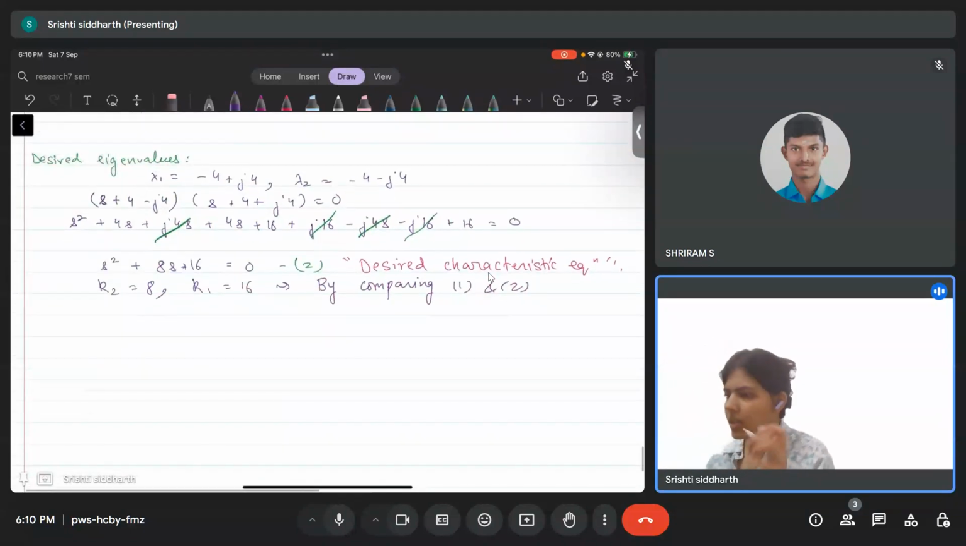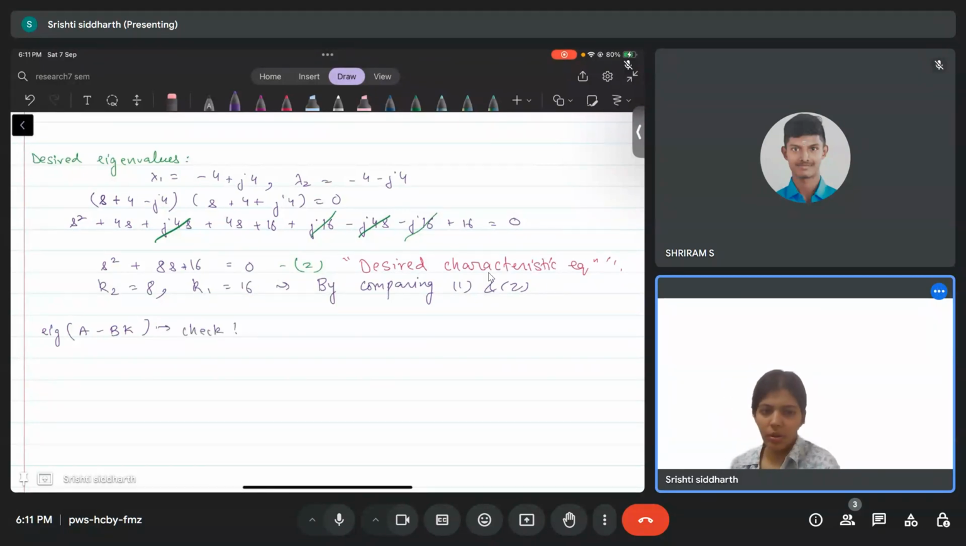So if this is the case, you can also check if the eigenvalues are exactly at the desired locations. You can just check this by substituting K1, K2 in A minus BK and then computing the eigenvalues. So just check this at the end if the computations are correct or not. Alright.